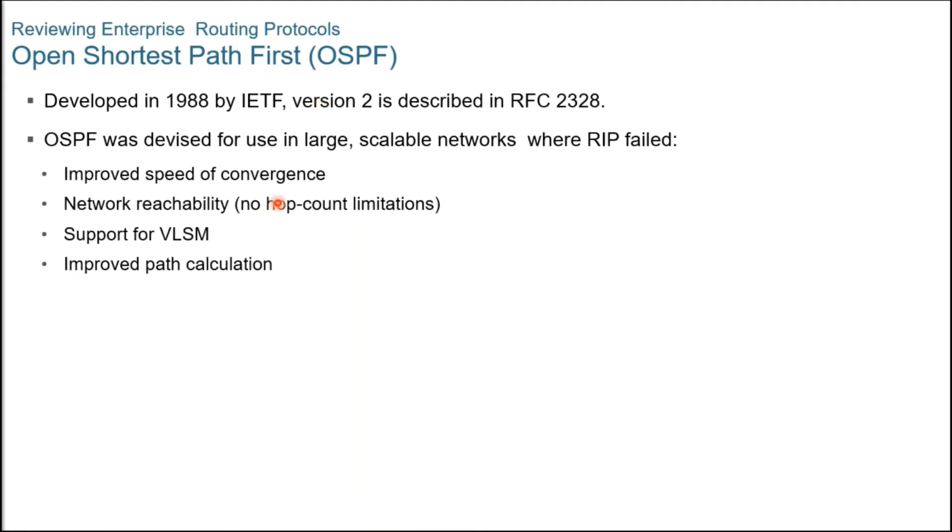OSPF is superior to RIP in all aspects, including the following. It converges much faster. It supports VLSM, manual summarization, and hierarchical structures. It has improved metric calculation for best path, and it does not have the hop count limitation of RIP versions 1 and 2. So at its inception, OSPF supported the largest networks.